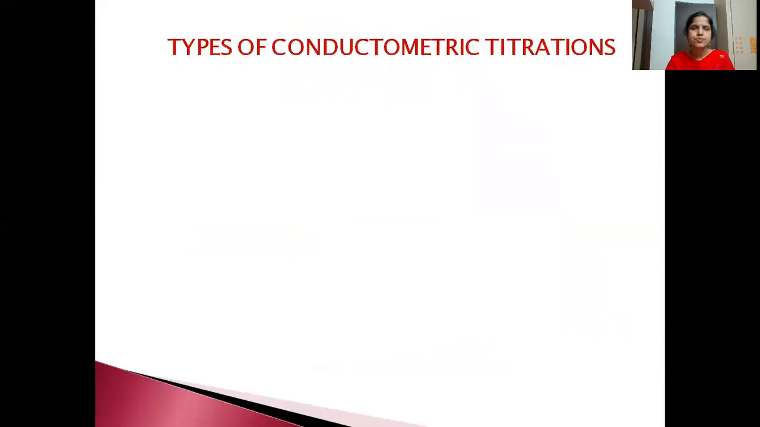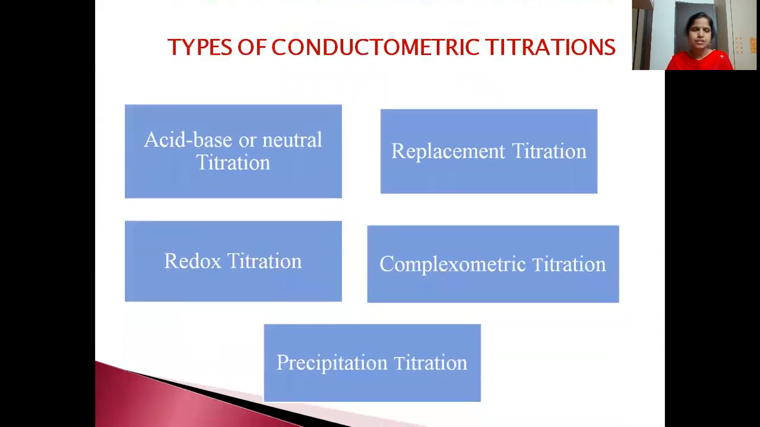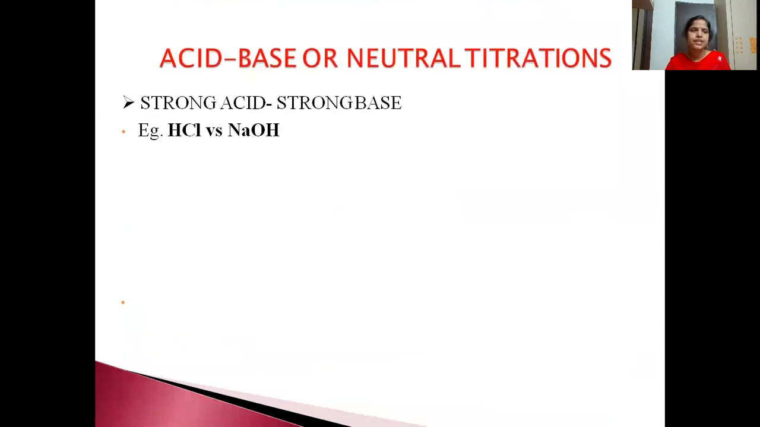There are different types of conductometric titrations, such as acid-base or neutral titrations, redox titrations, precipitation titrations, replacement titrations, and complexometric titrations. The best thing is that we can study acid-base titrations very easily by this technique.